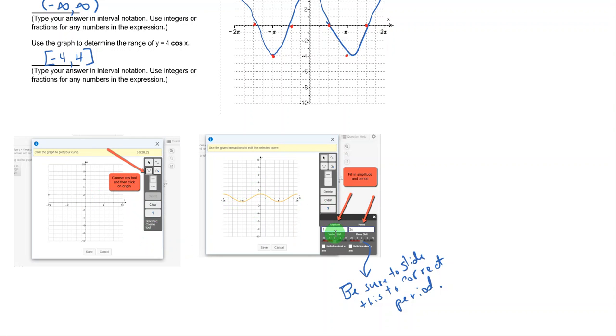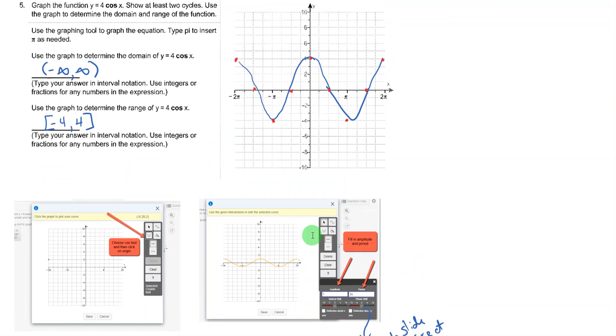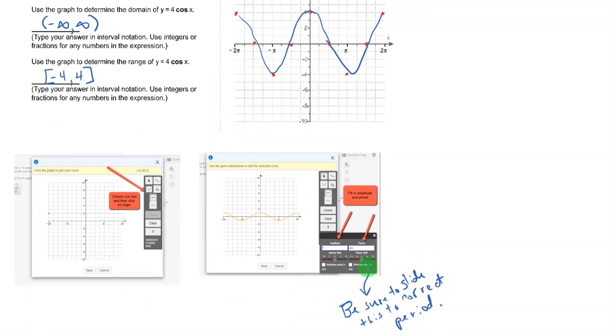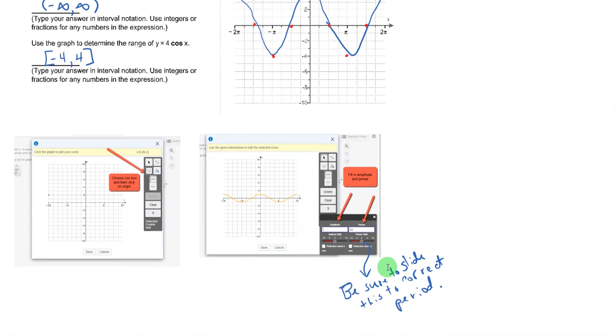Then we go down to these boxes and our amplitude in this one was 4. So you would put 4 here and you have to put 2 pi over or pi over whatever it is you can put there, and you can type pi to get the pi. If you had a vertical shift, you could do it there. If you had a phase shift, you would have to do that. We don't have that here. So that's how you're going to do those.